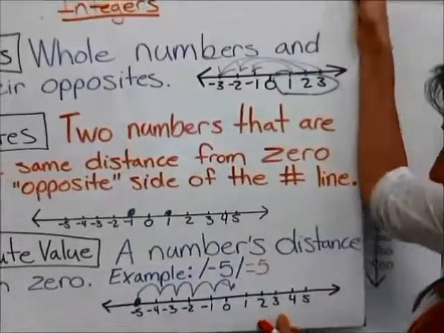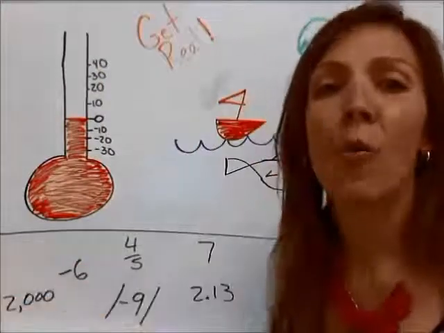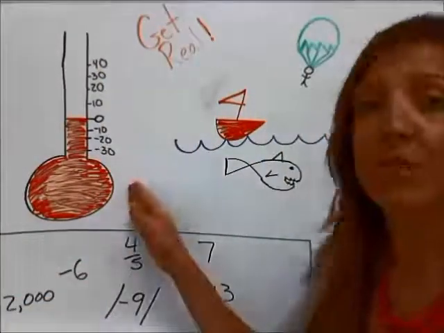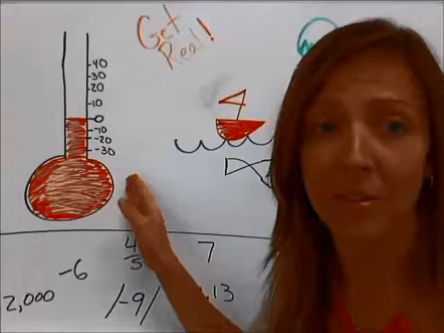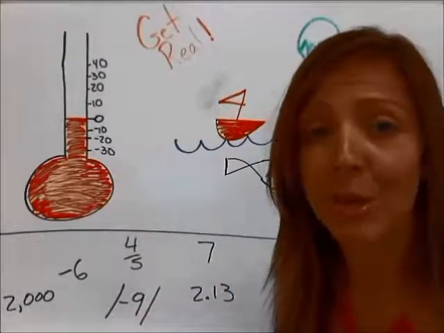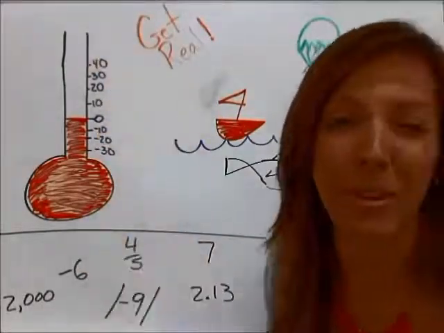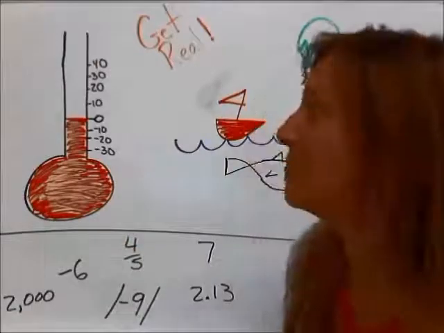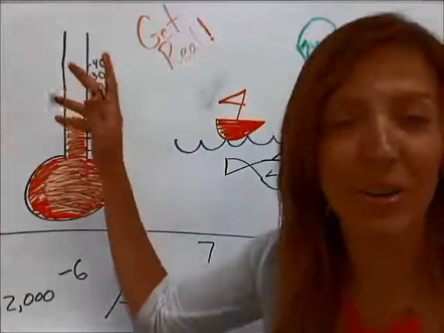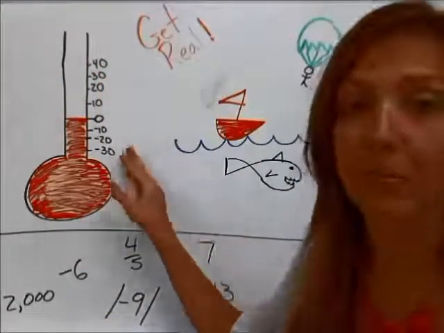All right, let's get real. Why in the world would you ever use integers? Well, we use integers all the time when we're telling what the temperature is outside. If it's below 0, we know it's extremely cold, and if it's above 0, if we're talking about degrees Fahrenheit, 30 above, still cold. If it's 70, 80 degrees, pretty warm. So we use positive and negatives in temperature.